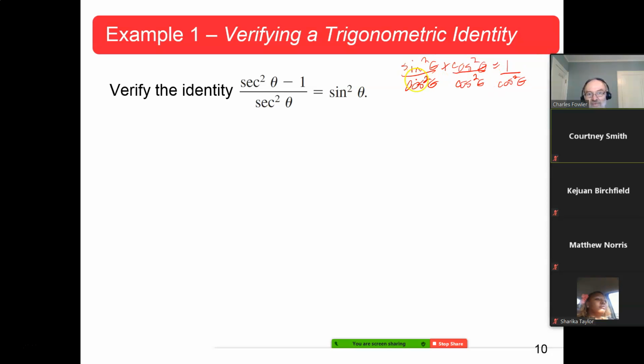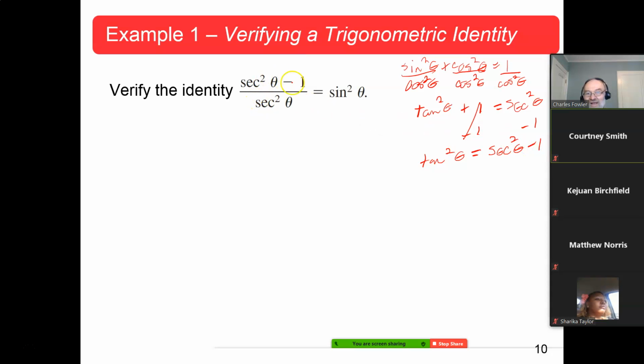Okay, now let's fill in what we got. This is a tangent squared theta, right? Sine squared over cosine squared is tangent squared. Cosine squared over cosine squared is just simply 1, and 1 over cosine squared is our good old secant squared theta. Okay, so let's subtract the 1 from both sides. And that gives us tangent squared theta is equal to secant squared theta minus 1.